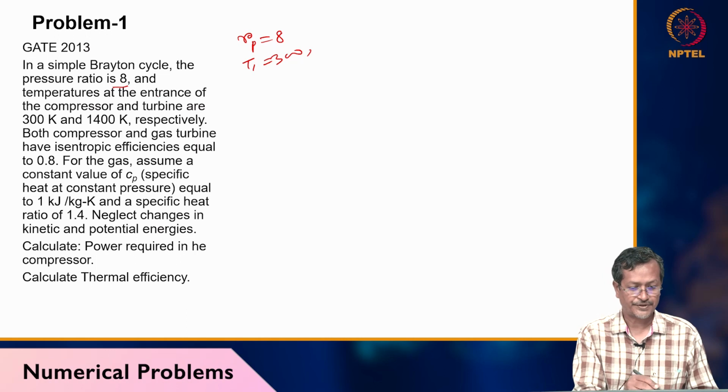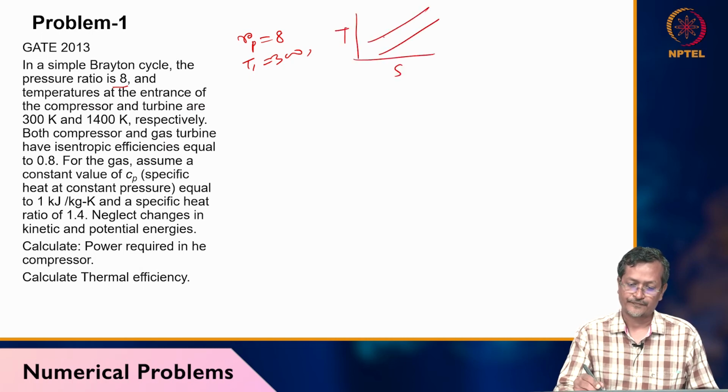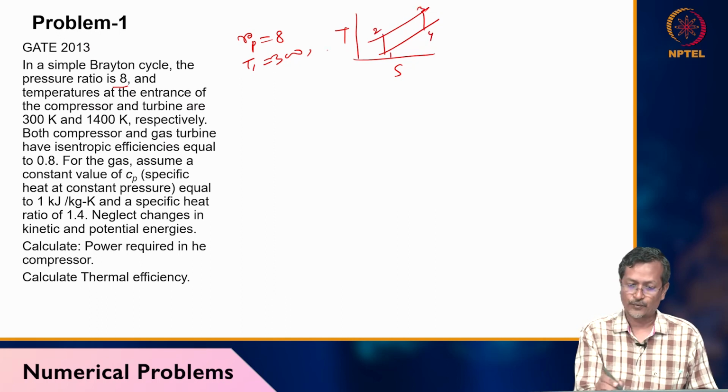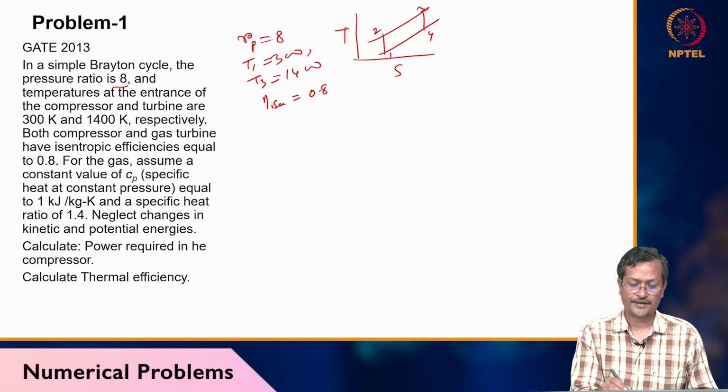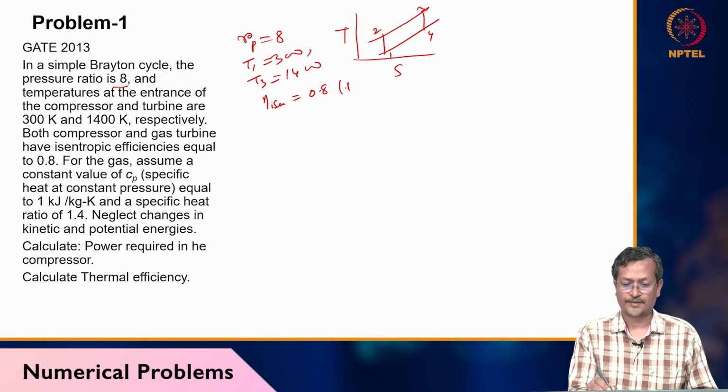The temperature at the turbine entrance is 1400. So I have to draw my TS diagram with points 1, 2, 3, 4. T1 is given and T3 is also given as 1400 K. Both compressor and gas turbine have isentropic efficiency eta isen of 0.8.